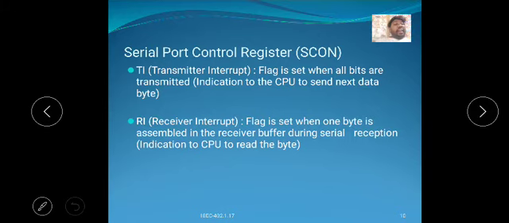RI, receiver interrupt. The flag is set when one byte is assembled in the receiver buffer during the serial reception. When one byte is received, it gives the receiver interrupt. The flag is set, indicating to the CPU to read the byte.